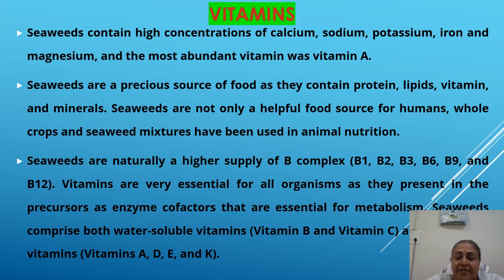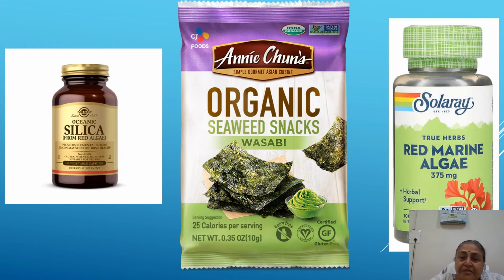Vitamins are very essential for all organisms as they are present as precursors and as enzyme cofactors, and they are essential for the metabolism of seaweed. They comprise both water-soluble vitamins, that is B and C, and fat-soluble vitamins, that is vitamins A, D, E, and K. So the vitamins can be obtained from these seaweeds. See, these are some market products where we are using seaweed products as a supplementary diet or as a source of vitamins, as a source of minerals, iron, and C.